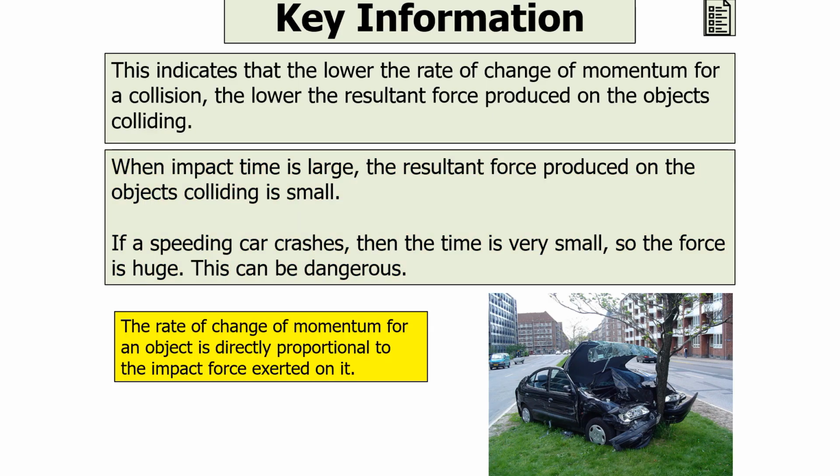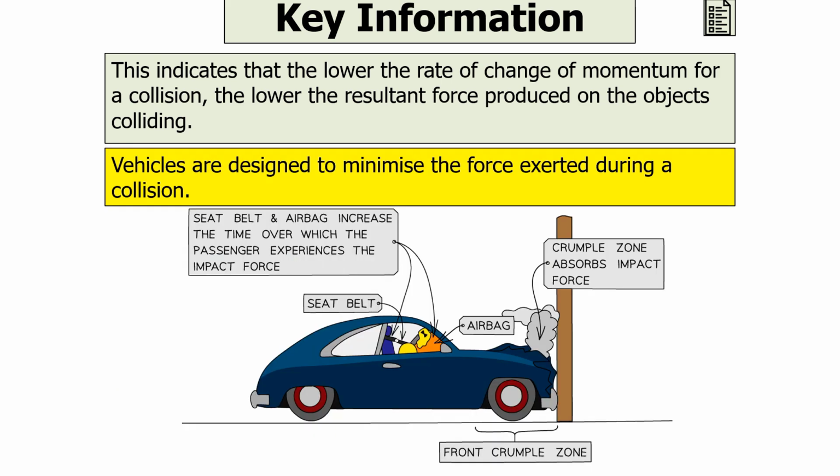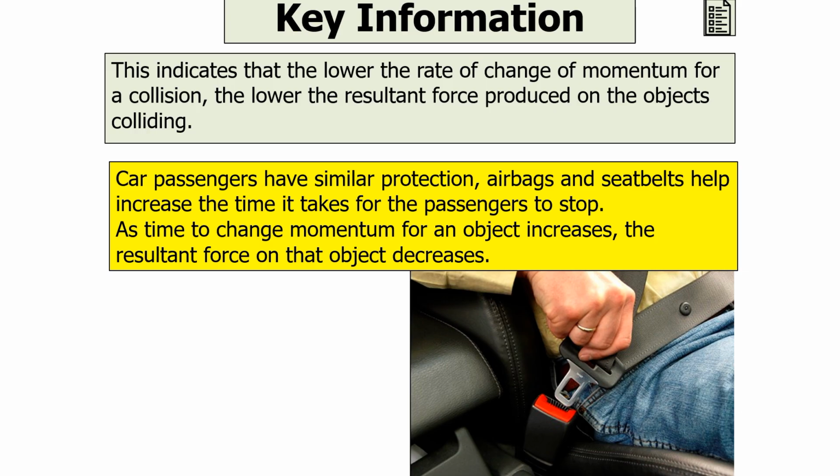It's important to remember that the rate of change of momentum for an object is directly proportional to the impact force exerted on it, which, as we said before, is another way to express Newton's second law of motion, F equals ma. Now, in fact, vehicles are designed to minimize the force exerted during a collision. That is why cars have crumple zones at the front and back. They're weak enough to crumple, but strong enough to do so slowly. This increases the time to change momentum, the rate of change is lowered, so it decreases the resultant force on the car.